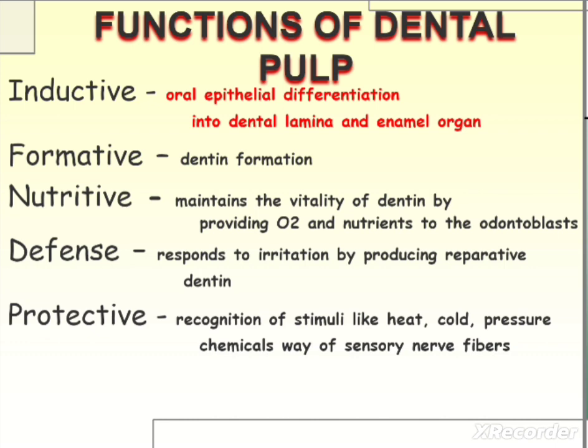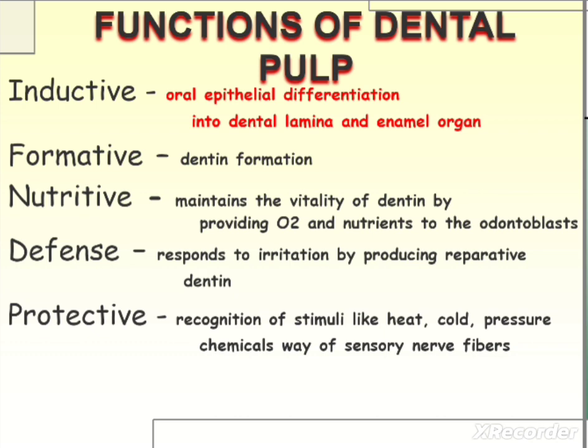Coming to functions of the dental pulp, the first and the most important function is inductive properties. It helps in differentiation of the oral epithelium into dental lamina and enamel organ. So it helps in the formation of enamel and dentine in a growing tooth. It helps in dentine formation. It maintains the vitality of dentine by providing oxygen and nutrients to the odontoblasts. It responds to irritation by producing reparative dentine.